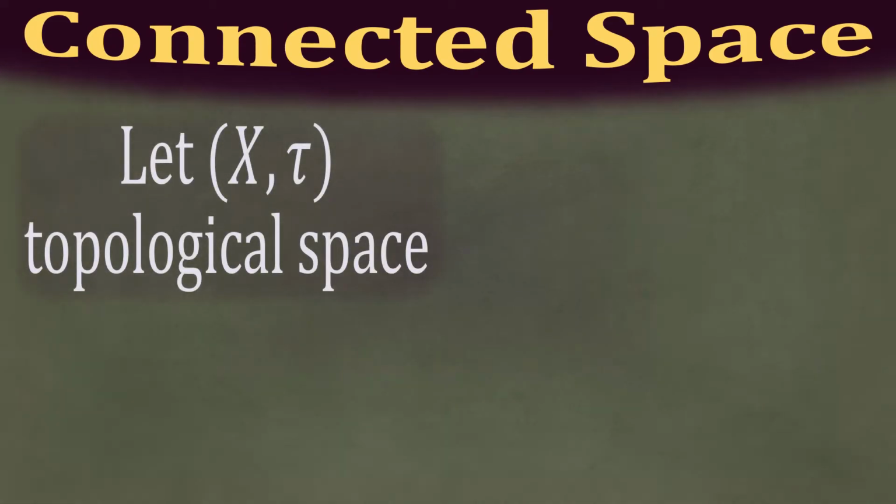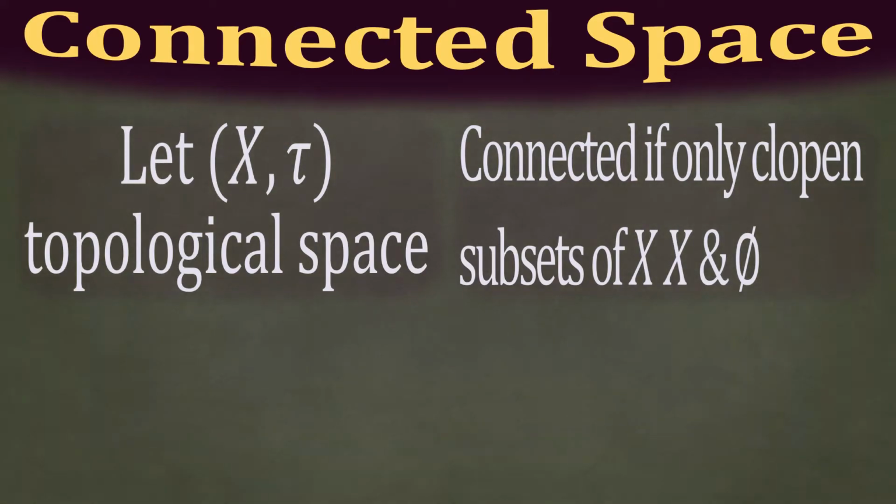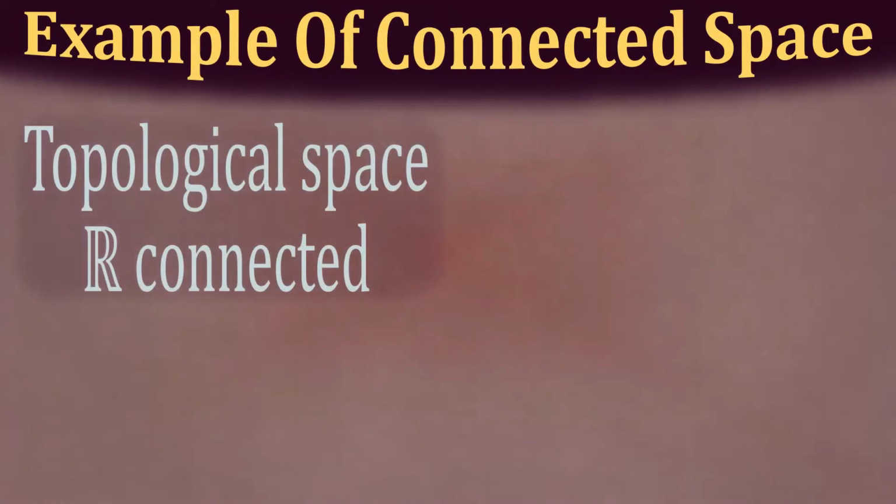Now, let's define a connected space. Let (X, T) be a topological space. Then it is connected if and only if the only clopen subsets of X are X and the empty set. Now, let's give an important example of a connected space. The topological space R is connected.